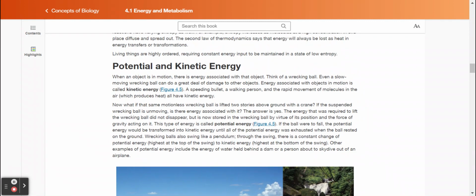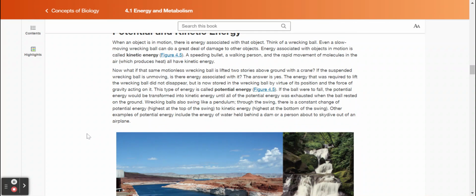Potential and kinetic energy. When an object is in motion, there is energy associated with that object. Think of a wrecking ball. Even a slow-moving wrecking ball can do a great deal of damage to other objects. Energy associated with objects in motion is called kinetic energy. A speeding bullet, a walking person, and the rapid movement of molecules in the air, which produces heat, all have kinetic energy. Now, what if that same motionless wrecking ball is lifted 2 stories above ground with a crane?